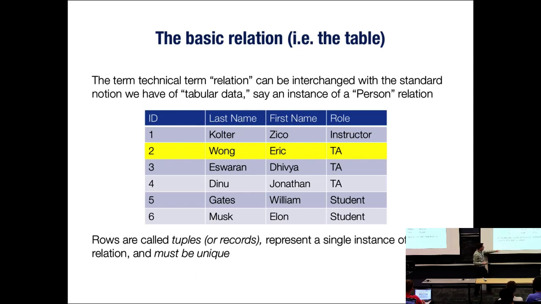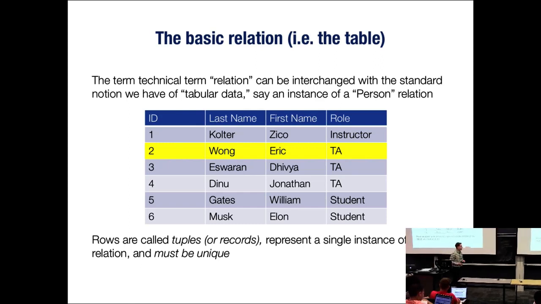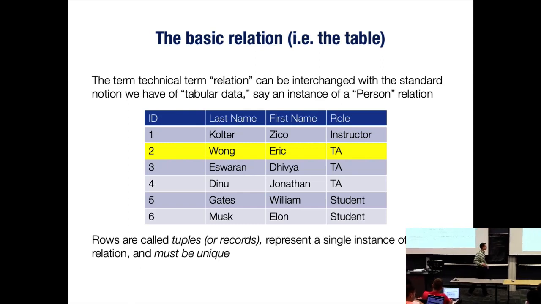Now, importantly, rows have to be unique. The whole row as a whole has to be unique. And we'll talk about how it's enforced in a second. It's enforced with primary keys, but in general, you cannot have duplicate rows in a relational table.